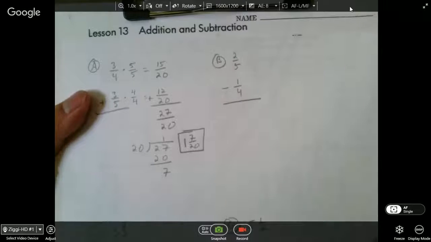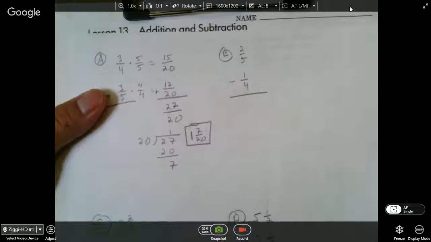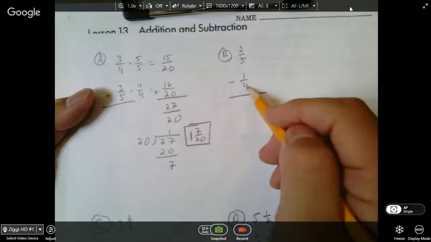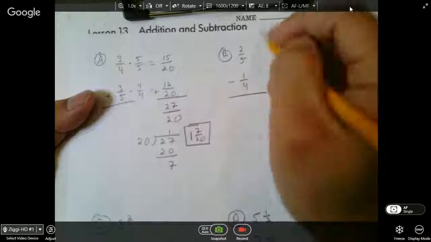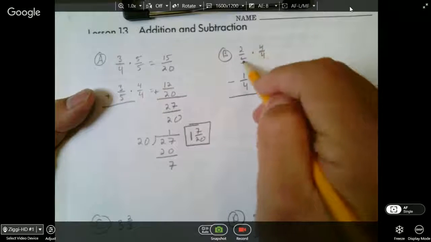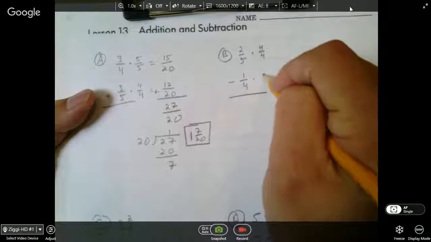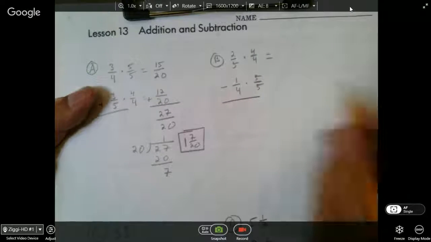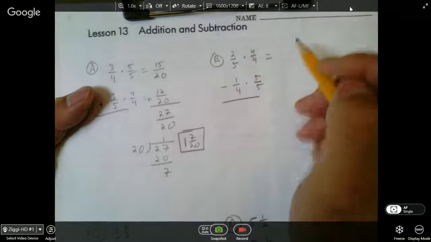In example B, I'm just subtracting here, right? Subtracting, same issue, right? We need to have the common denominator. So the bottom denominator is 4. I'm going to multiply the top by 4/4. The top denominator is 5, so I'm going to multiply by 5/5. Okay. Now what I get is, I have to multiply horizontally.